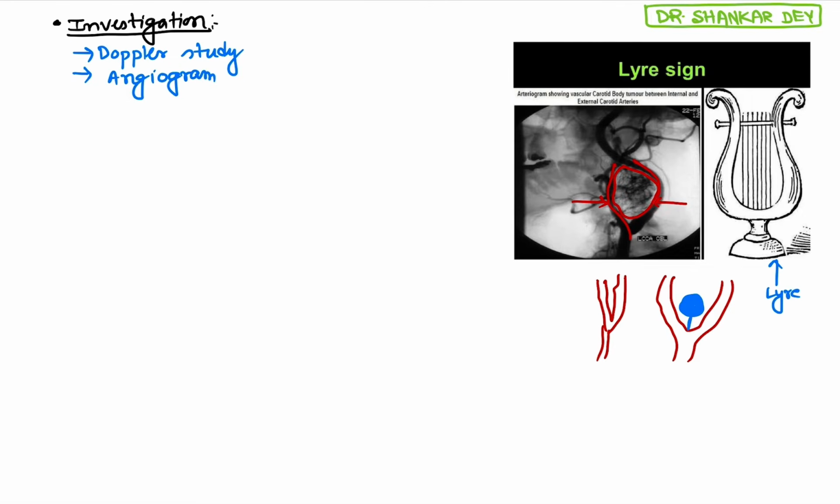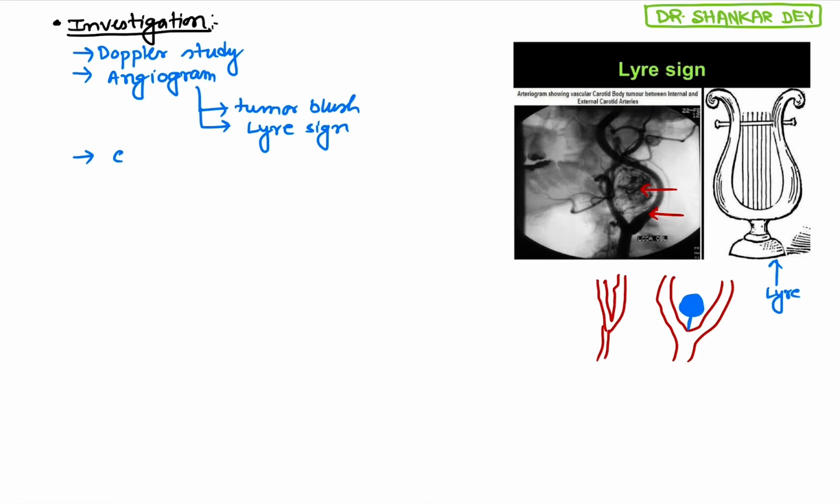This is external, this is internal carotid artery. This looks like a lyre, this instrument. That is why it is known as Lyre sign. So tumor blush with this widening of internal and external carotid artery, Lyre sign. So what are the findings on angiogram study? One is tumor blush sign. Another is Lyre sign, or widening or splaying of internal and external carotid artery due to presence of tumor in between.